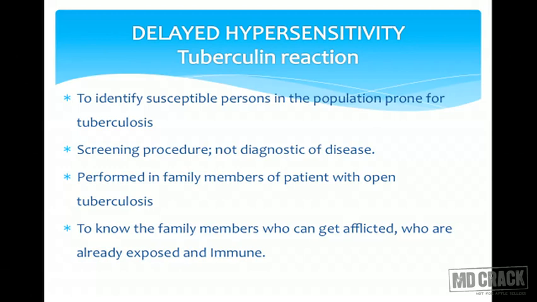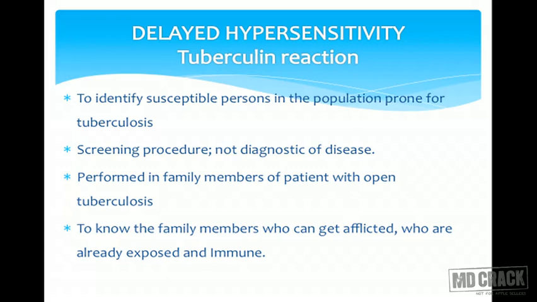So to know which family members can get affected with tuberculosis, and who are already exposed and immune, you can categorize the patients based on the severity of the reaction. A mild reaction indicates that patients are immune to tuberculosis. If there is no reaction at all, that indicates that he could be an immunocompromised patient. If there is severe induration and erythema, they are cases of hypersensitivity reaction.